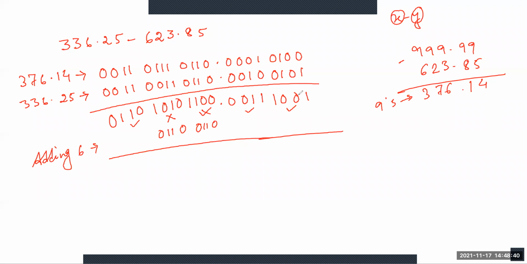So after addition we are getting 1 0 0 1 0 0 1 1 point. This is 0 plus 0 is 0. This is 0 plus 1 is 1. This is 1 plus 1 is 0 carry 1. This is 1 plus carry 1 means 0, and this is a 1 bit carry.